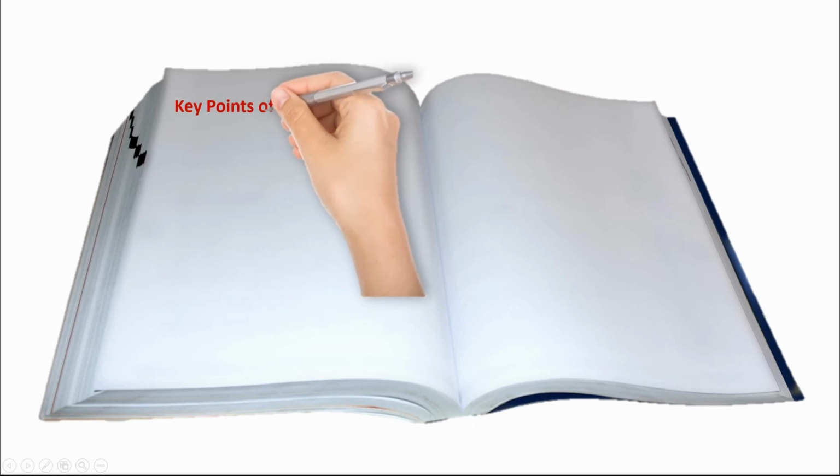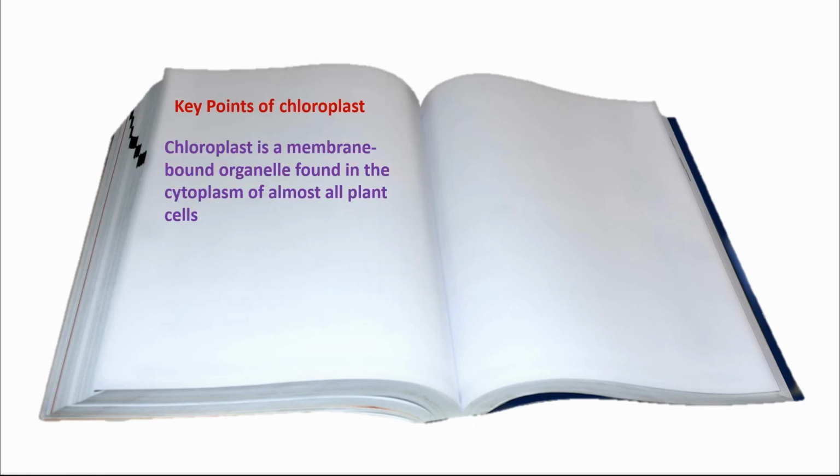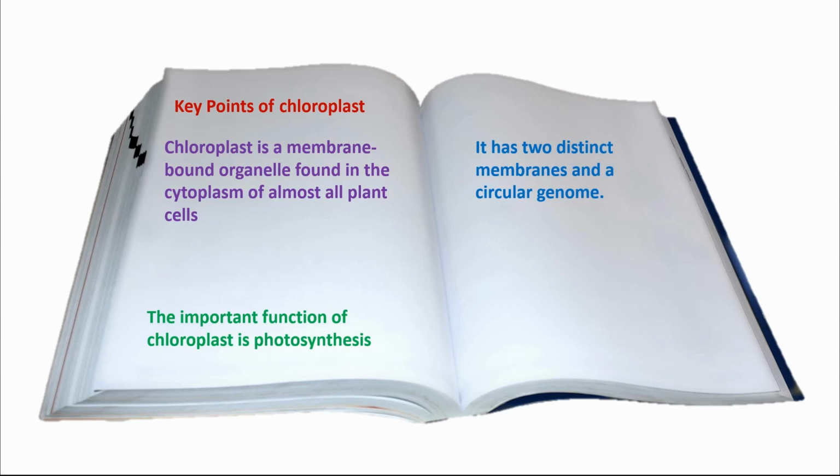Key points of chloroplast. Chloroplast is a membrane-bound organelle found in the cytoplasm of almost all plant cells. The important function of chloroplast is photosynthesis. It has two distinct membranes and a circular genome.